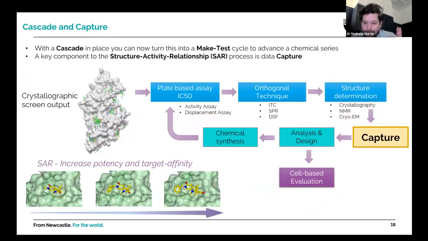Lastly, finally, I'd like to show you a template for a cascading capture, which is a sort of form which the make-test cycle advances a hit chemical series. This cycle, as you can see, should enable a productive SAR process, given you're able to capture your data effectively and it is readily available to the team during the analysis and design stage. Combining these techniques to inform the decision making helps us reach our goal of increasing potency and on-target affinity.